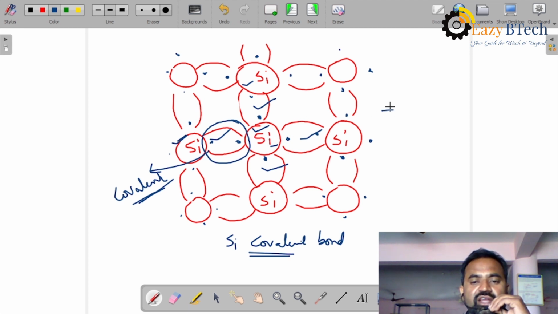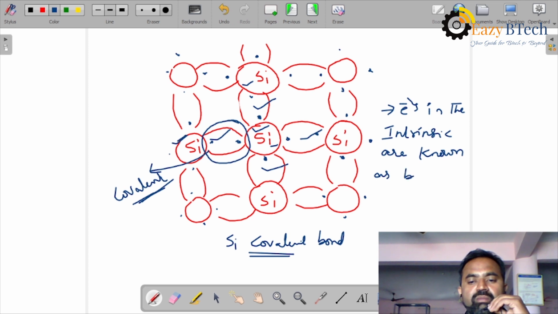That is why the electrons in the intrinsic semiconductor are known as bounded electrons. Electrons in an intrinsic semiconductor are known as bounded electrons.